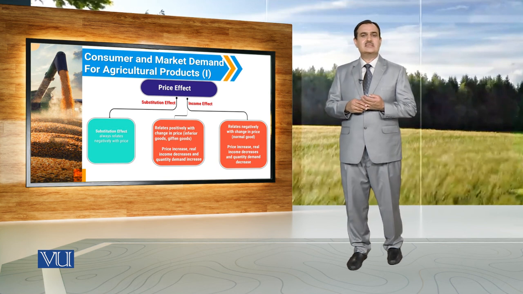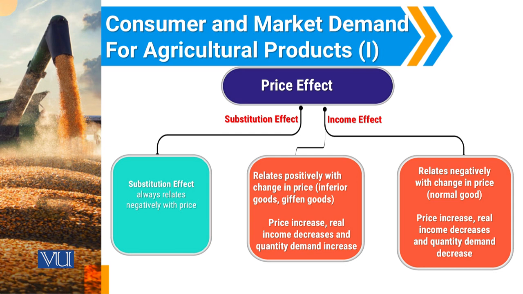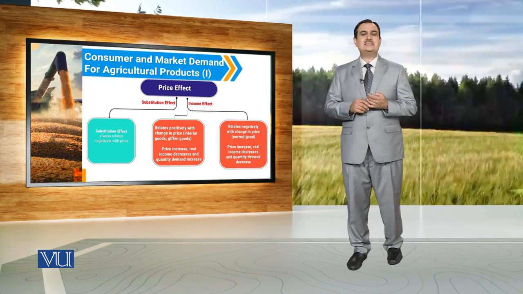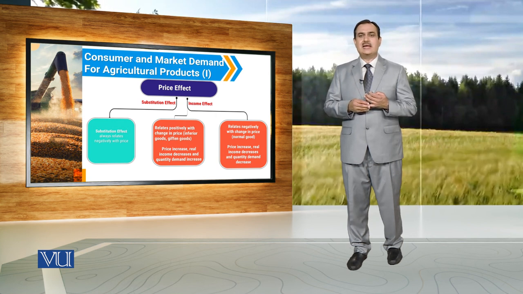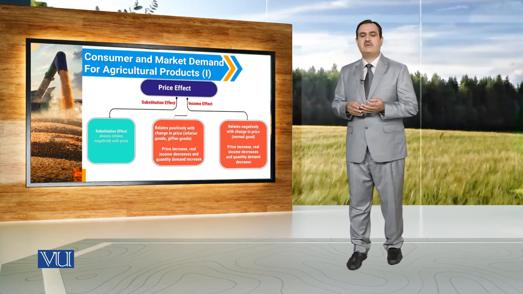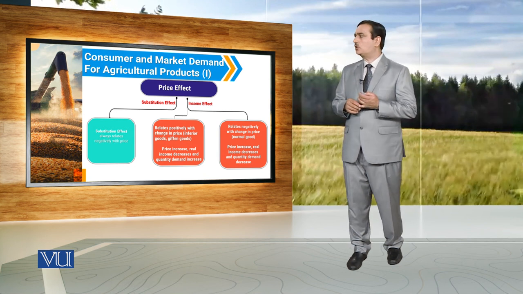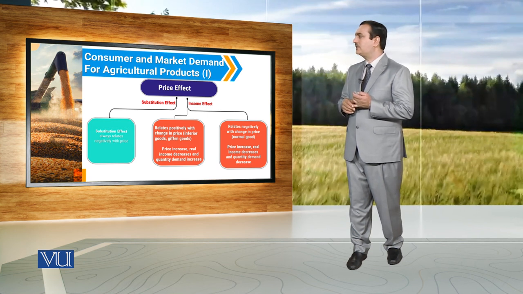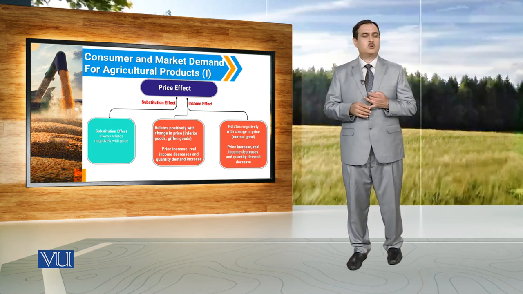As far as substitution effect is concerned, it is always negative. If price of a commodity increases, there is decrease in consumption of commodity. And if price of commodity decreases, then there is increase in consumption of commodity. Under substitution effect, this association is always negative. And this relationship holds for all types of commodity, whether the commodity is a normal commodity or an inferior commodity. But when we make discussion with reference to income effect, that income effect depends upon the nature of the commodity.